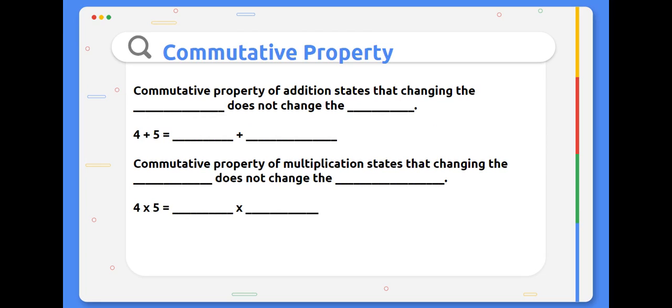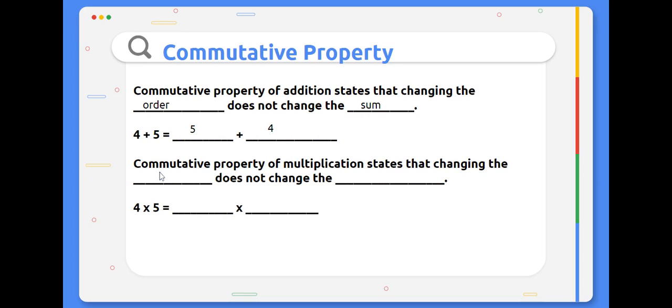The commutative property of addition states that changing the order does not change the sum. And what that means is if I look at 4 plus 5, I can switch the numbers around to 5 plus 4, and I'm going to get the same answer. 4 plus 5 is 9, 5 plus 4 is 9.